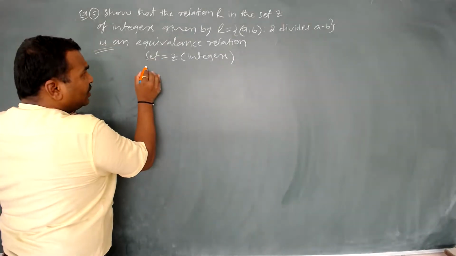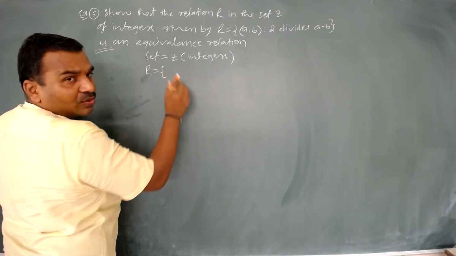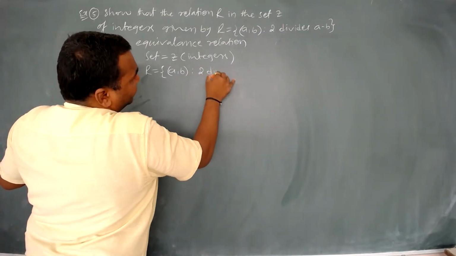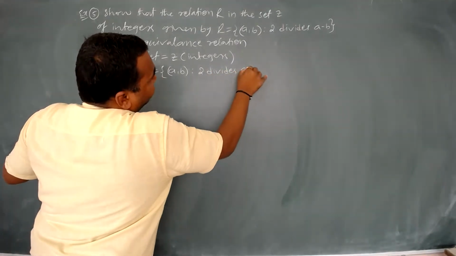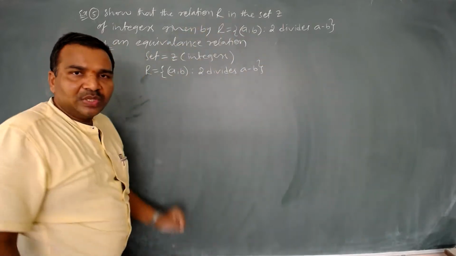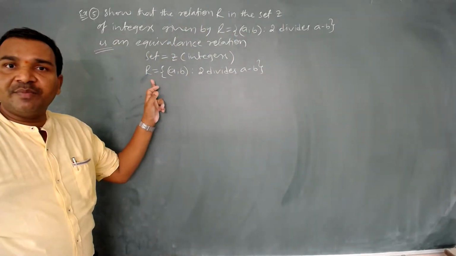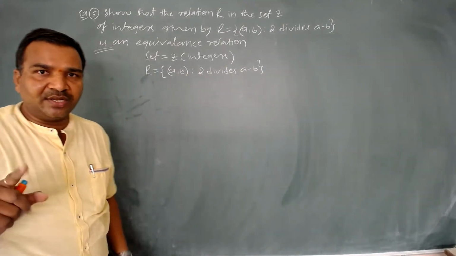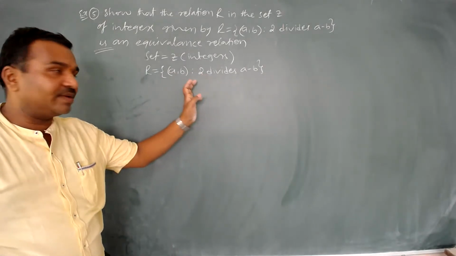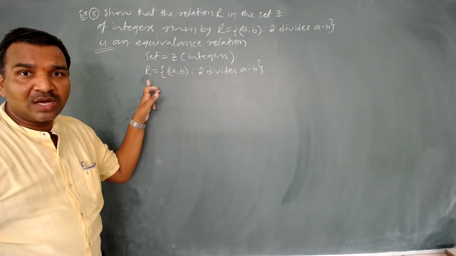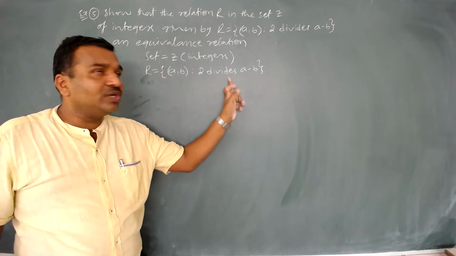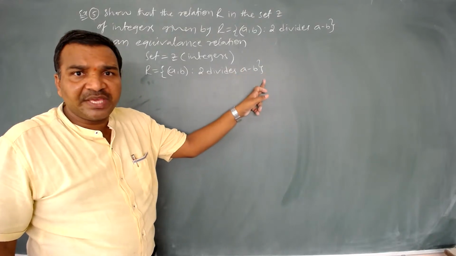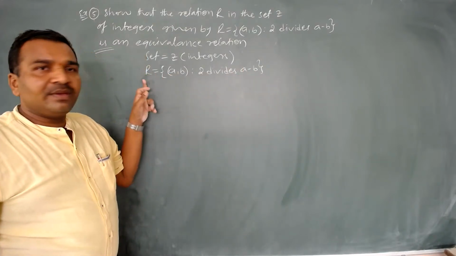Next, relation. How do they define the relation? R is equal to {(a, b) such that 2 divides a minus b}. So here, what is the element? (a, b) is the element. What is the condition? 2 divides a minus b is the condition. We already discussed the meaning of this. If (a, b) belongs to R, then we can use 2 divides a minus b. In other words, if 2 divides a minus b, then we can say (a, b) belongs to R.